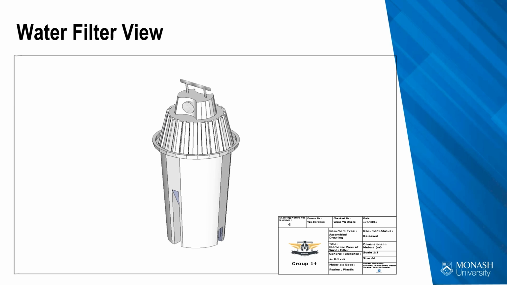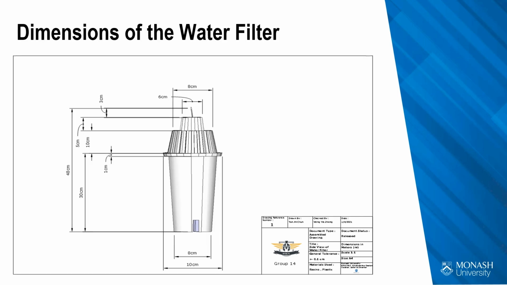As shown here in the slide, this is the isometric view of the water filter designed by our team. The drawing of our team's water filter is drawn using SketchUp. Moving on to the next slide, we have the side view of the water filter. As you can see in the slide, the dimensions of our water filter are labeled in the unit of centimeters. The total height of the water filter would be 48 centimeters. The width of the water filter would be approximately around 10 centimeters.